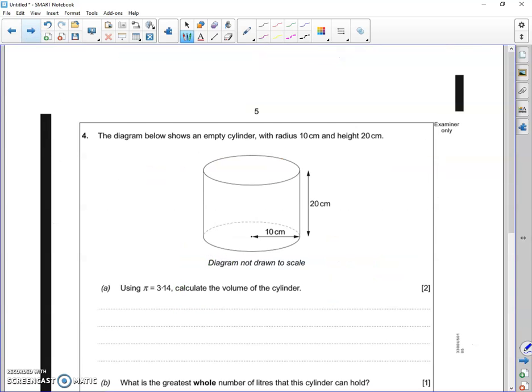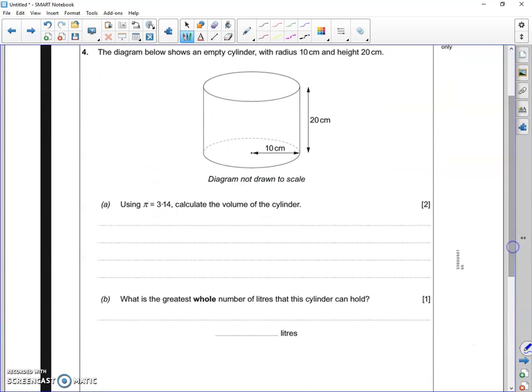Okay, part 4. You wouldn't normally expect to see a cylinder on a non-calculator paper. It happens occasionally. Okay, they told us that pi is 3.14 to use that because we don't have our calculators. You don't get given the volume of a cylinder in the exam, so you need to know this one. The volume is pi times r squared times h. Okay. There's no tricks here. The 10 is the radius, the 20 is the height. It's all quite nice numbers.